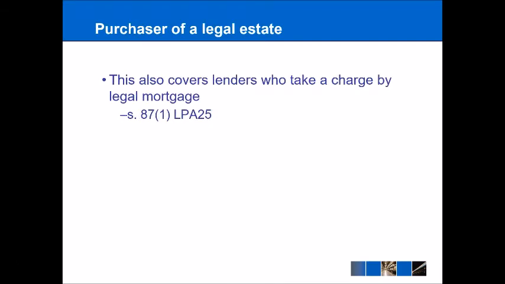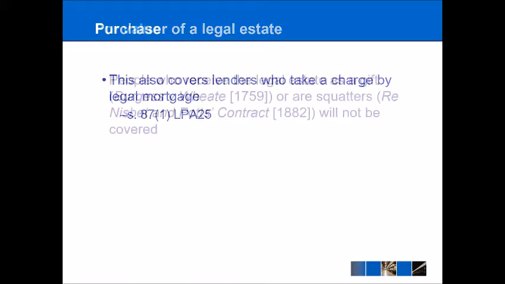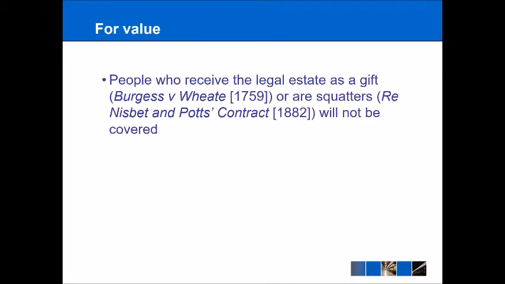The purchaser of a legal estate is generally self-explanatory, but it also covers lenders who take a charge of the property by way of a legal mortgage, and that's important coverage for this purpose. The authority for that is section 87(1) of the Law of Property Act 1925. For value means that there has to be money exchanged in return for the property. So people who receive the legal estate as, say, a gift, or people who are squatters, will not be covered within this definition.